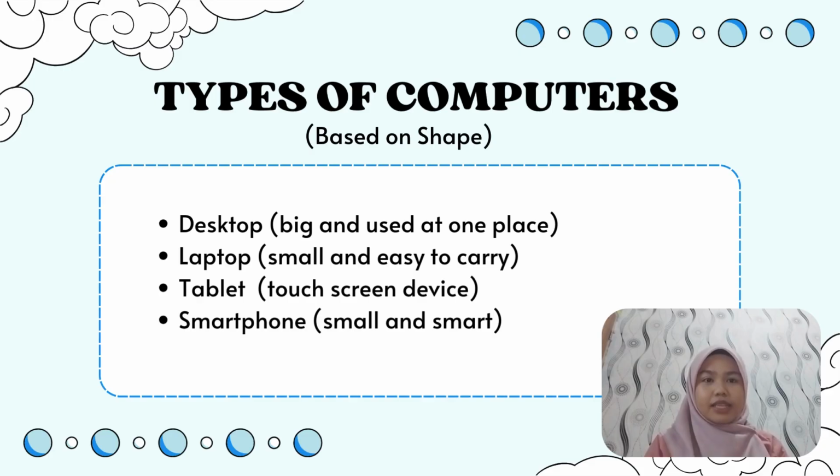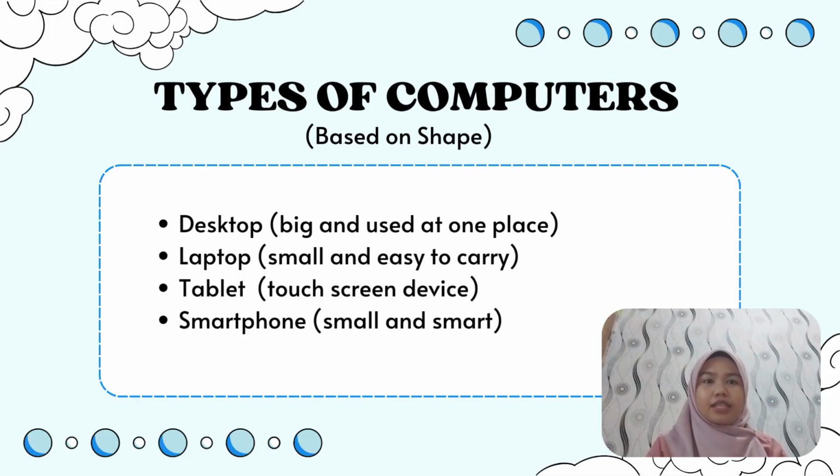First is desktop. The desktop is a large computer made to stay in one place. It has separate parts like a monitor, CPU, keyboard, and mouse. It's powerful and commonly used at home and office. Next is laptop. The laptop is smaller than a desktop and easy to carry. It's foldable, has built-in battery, and is great for mobile users like students and workers.